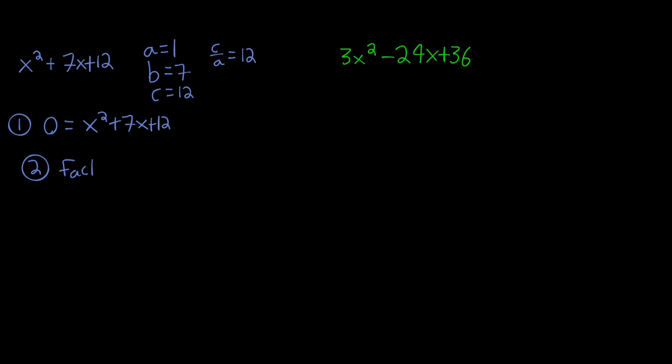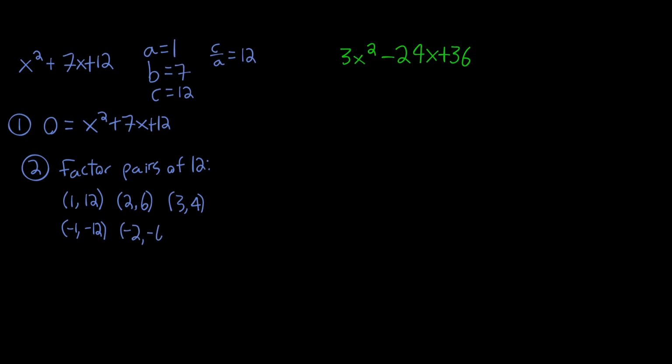So factor pairs of 12 are as follows. We have 1 and 12 multiplied to equal 12. We also have 2 and 6. And we also have 3 and 4. We also have their negative counterparts. So negative 1 and negative 12, negative 2 and negative 6, and negative 3 and negative 4.